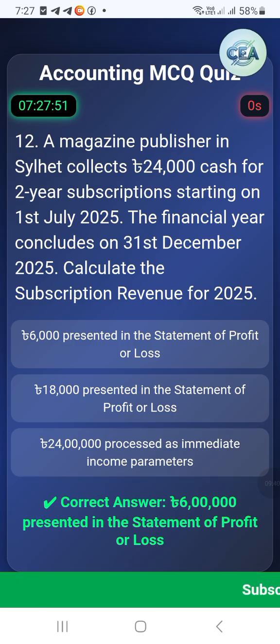Correct answer is 600,000 takas presented in the statement of profit or loss.